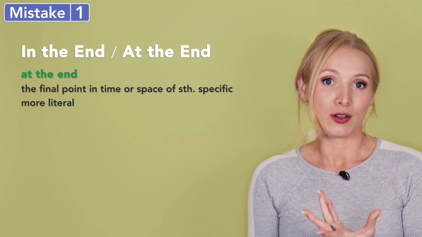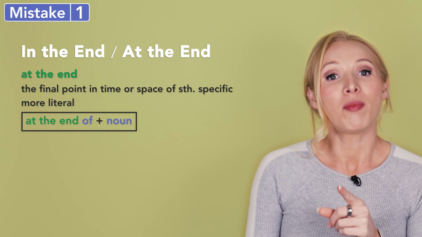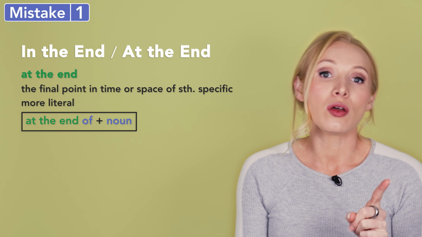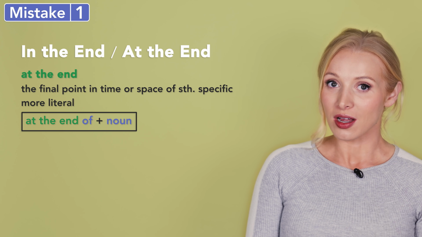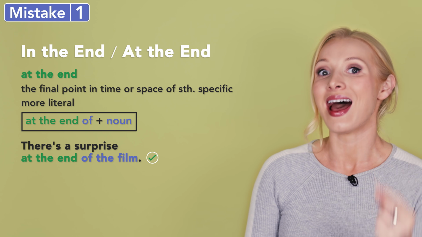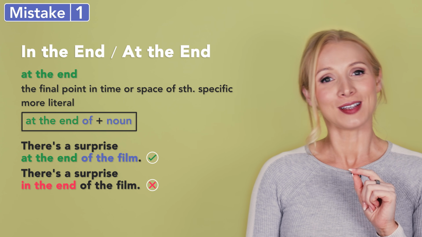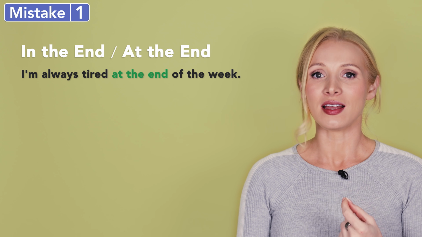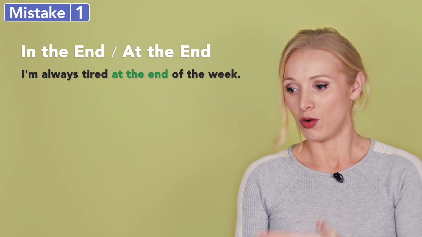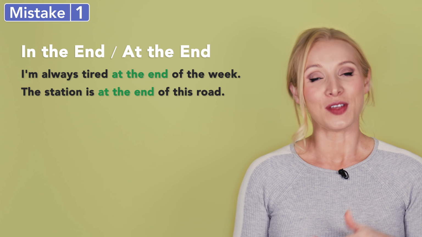Now, at the end refers to the final point in time or space of something specific. It's more literal than in the end. It can be followed by of plus a noun. So if we go back to the sentence in the introduction, we now know that it should be there's a surprise at the end of the film, not in the end. A couple more examples. I'm always tired at the end of the week, on Fridays, for example. Or the station is at the end of this road.